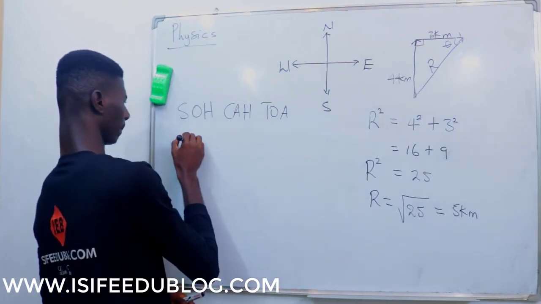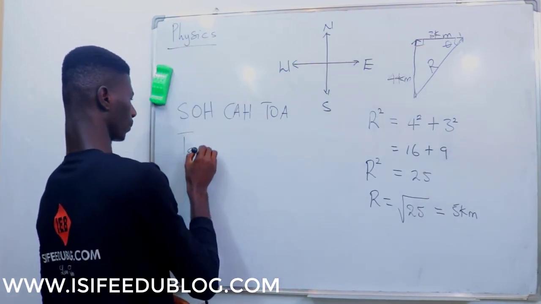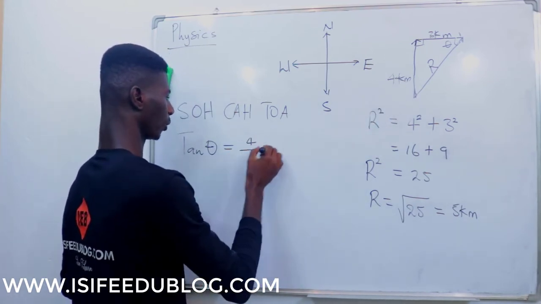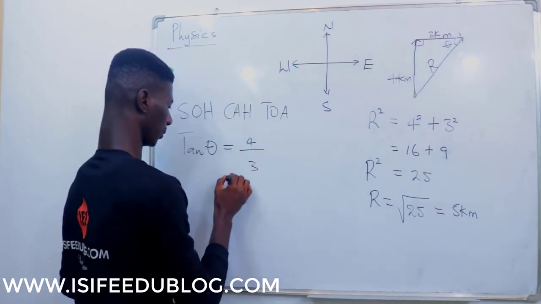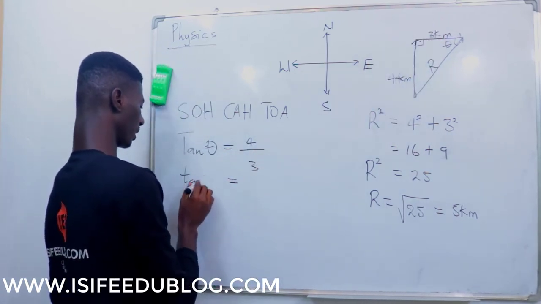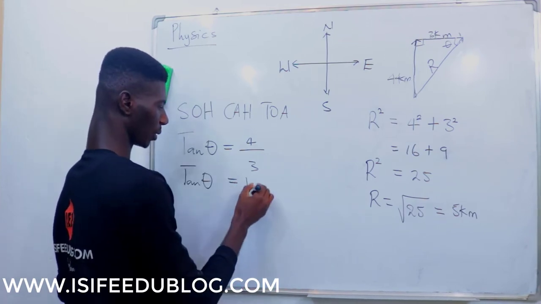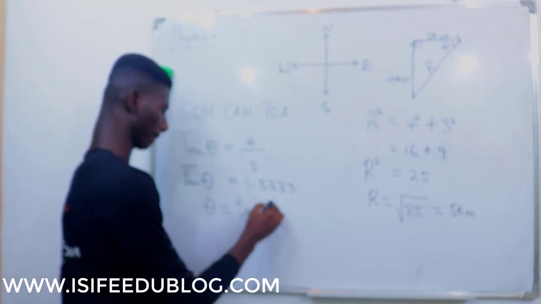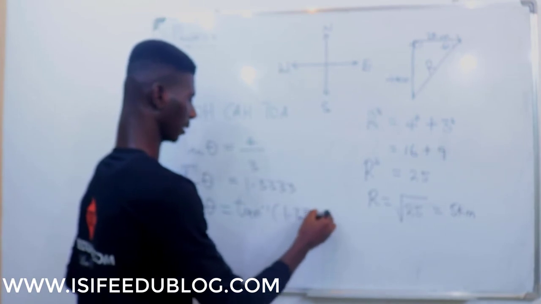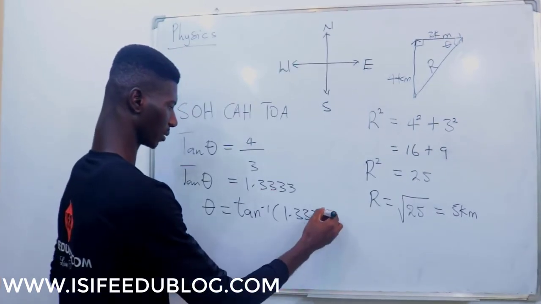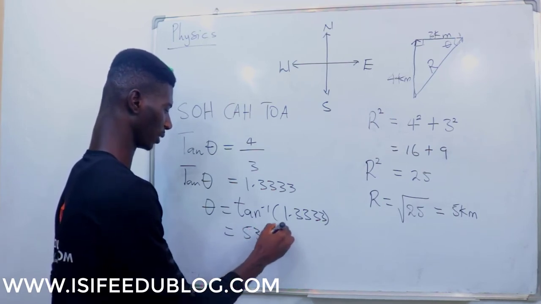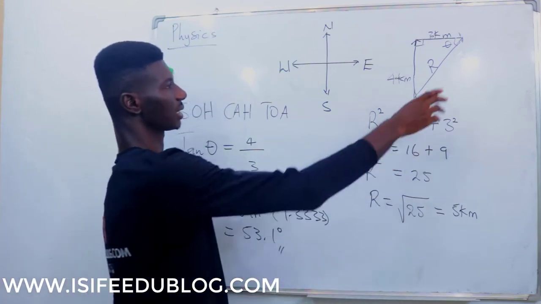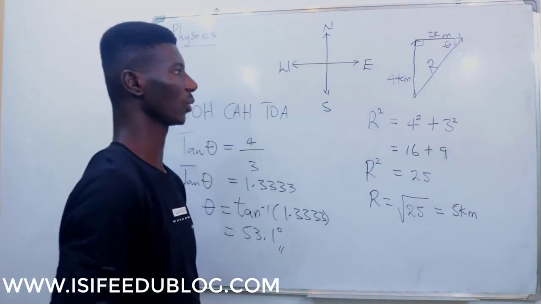So we have tan theta is equal to the opposite, which is 4, over the adjacent, which is 3. So 4 divided by 3 will give us 1.333. Then theta itself is tan inverse of 1.333. So that will give us 53.1 degrees. That is the direction of this particular question.